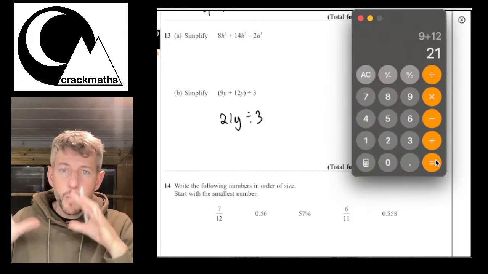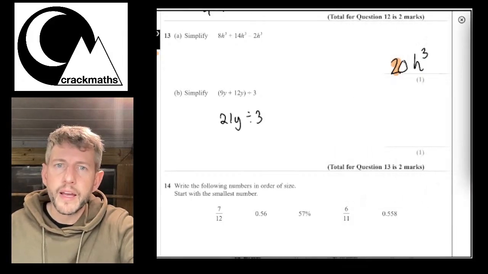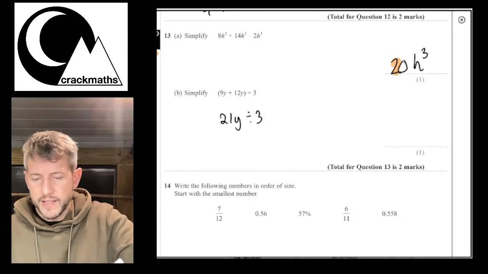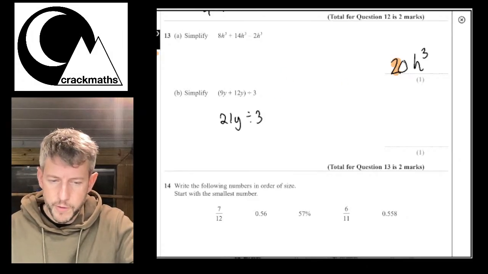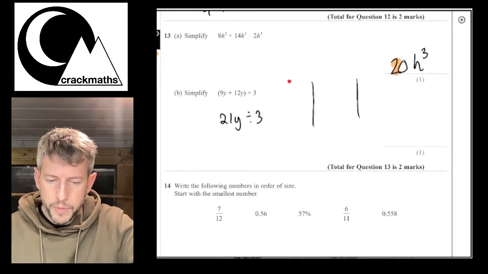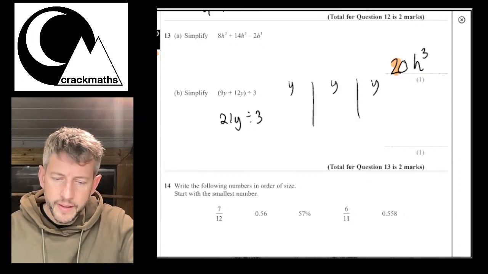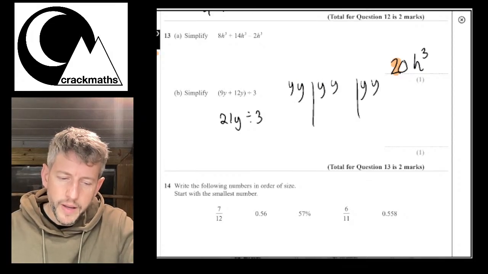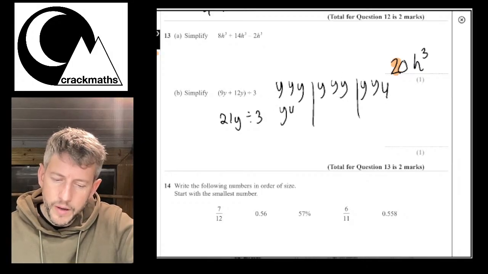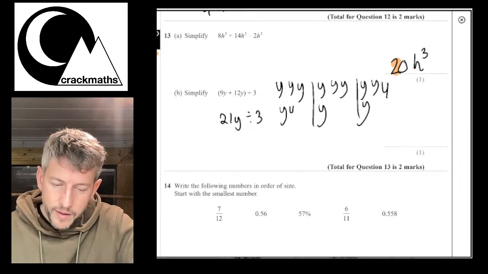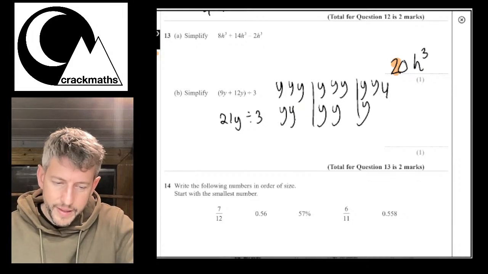Now remember, this is like we've got 21 y's, okay? So dividing them by 3 is like putting the 21 y's into 3 groups, okay? So we'd put a y here, a y here, a y here, and so on, until all 21 y's are shared out.